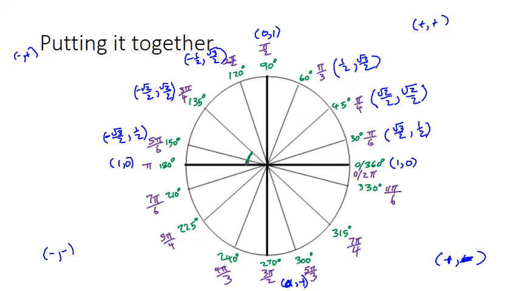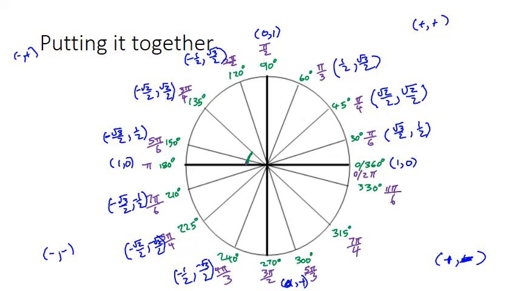So in the third quadrant, they're both negative, so our 30 degree reference angle would be negative radical 3 over 2 and negative 1/2. The next value, again, would be our 45 degree, which would be negative radical 2 over 2 and negative radical 2 over 2. Our 60 degree reference angle would be negative 1/2 and negative radical 3 over 2.